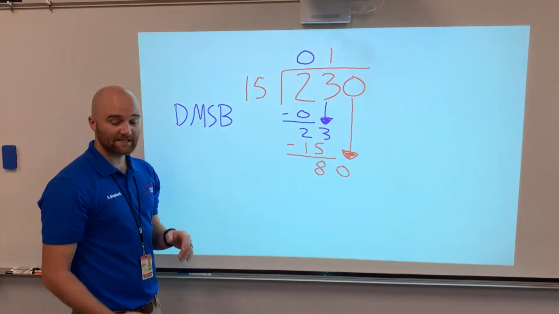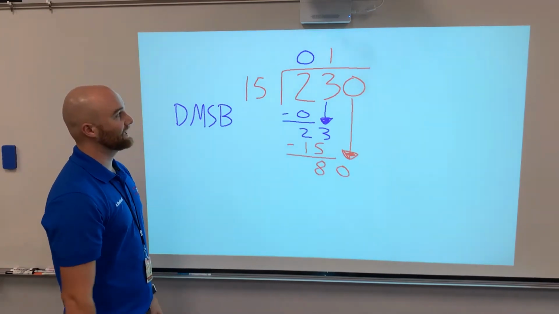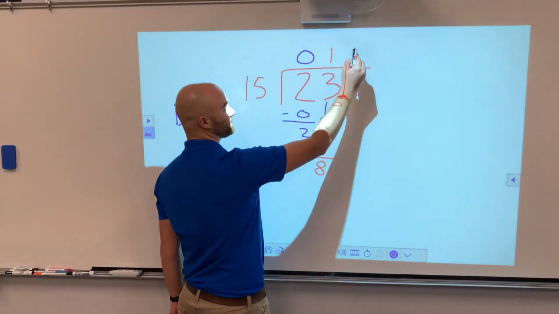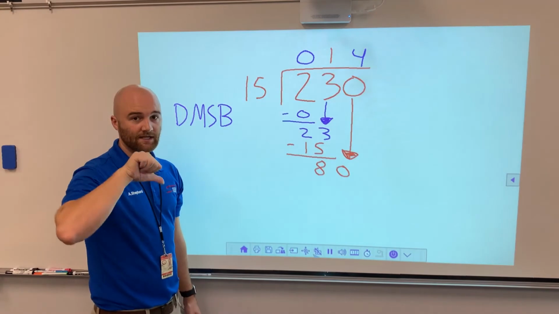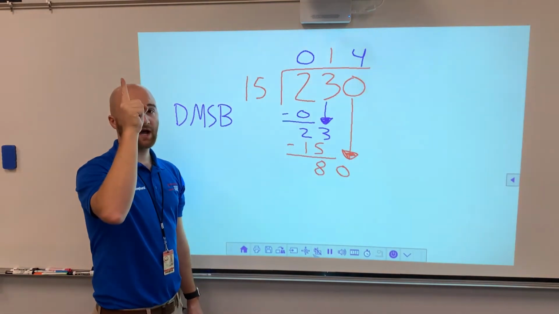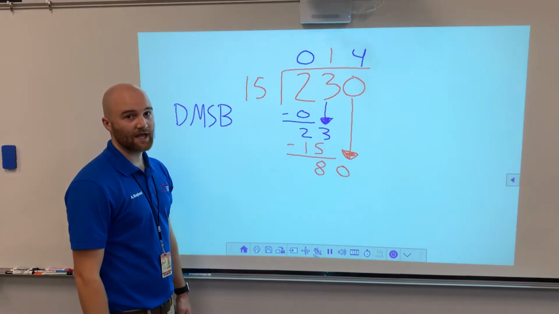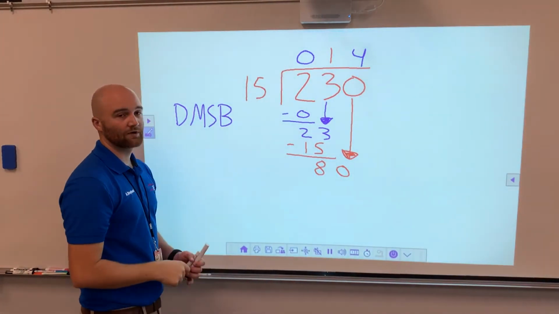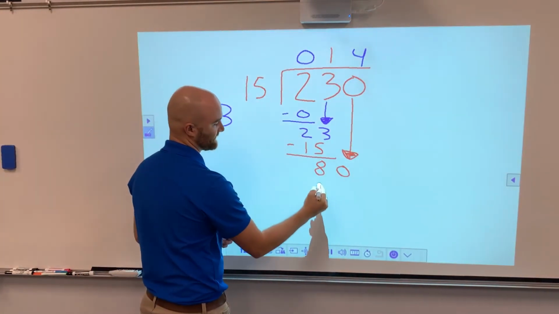So let's see some examples of me guessing and checking. So if I guess and I say, I think that looks like around 4, what do you think? Did I get it right? Did I get it wrong? Am I too high? Am I too low? Let's try it out. I'm going to multiply 15 times 4. 15 times 4, that's going to give me 60.